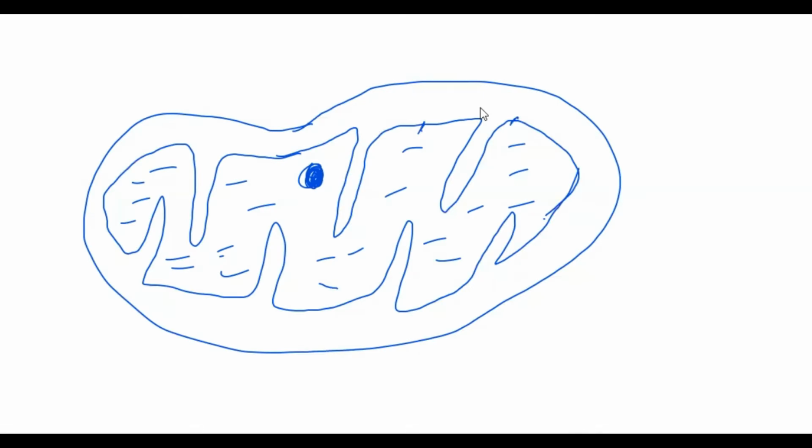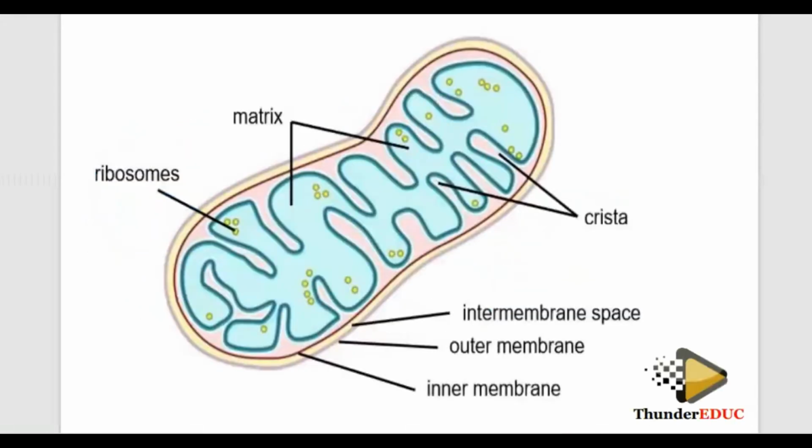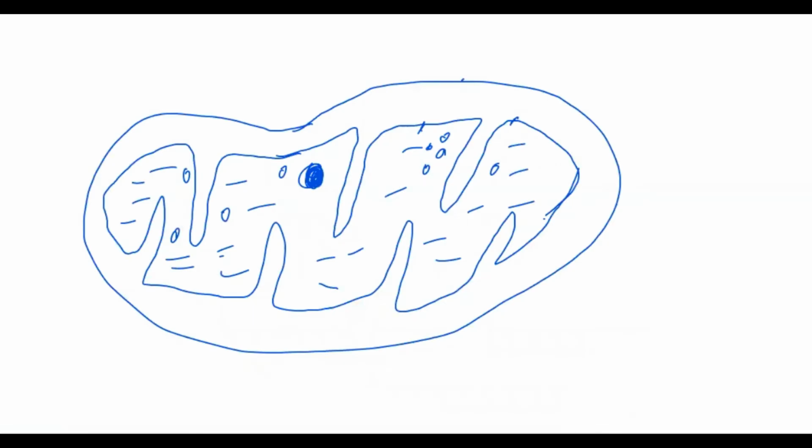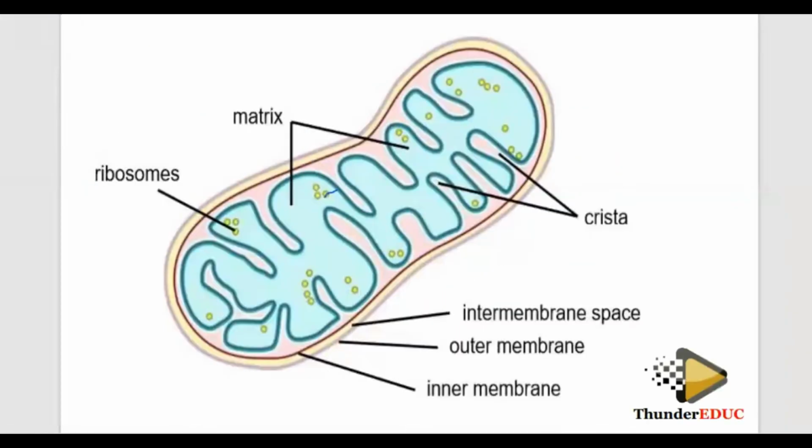It does not only stop there, because it is supposed to manufacture its own proteins. Therefore, it has some bit of ribosomes. Yes, it has ribosomes in there. That's why you see them here. These ones, we call them ribosomes. Then this membrane, we say that it has the outer membrane, which is smooth. It has the inner membrane, which is infolded. But in between these two membranes, there is a space. That space is called the intermembrane space.